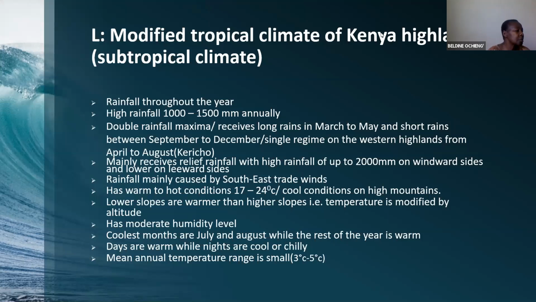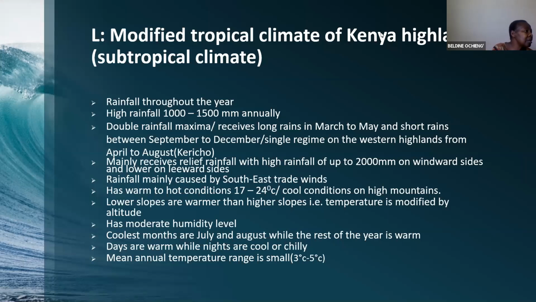It has warm to hot conditions, that is 17 to 24 degrees Celsius. That qualifies the place to be referred to as warm. When it is 17, we have the key to how to describe climate. So we'll have that table later on. When we talk of 17, it is under warm. When we talk about 24, it is under hot. Cool conditions on high mountains.